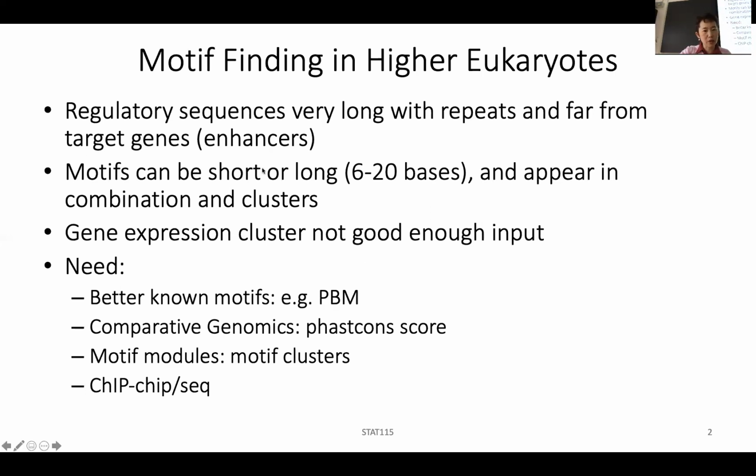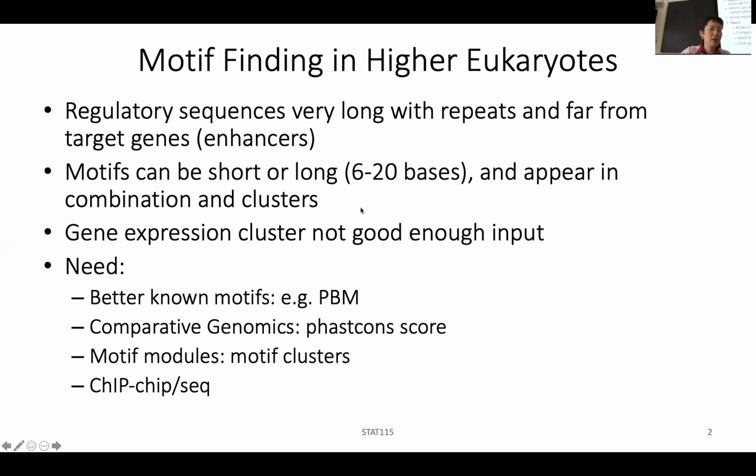The motif can be short or long, and you can already start to see them appear in combinations with other transcription factors, or clusters of the same transcription factor repeating itself, just so that the transcription factor will be sure to bind that location and regulate the nearby genes more tightly.